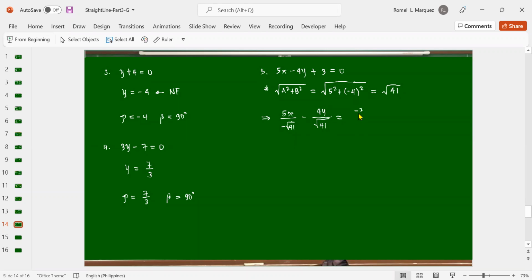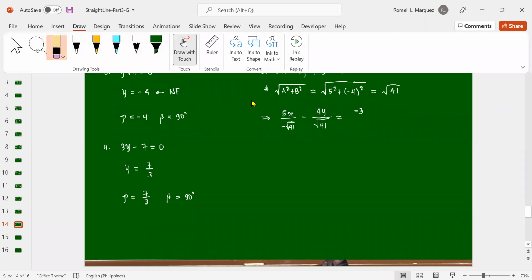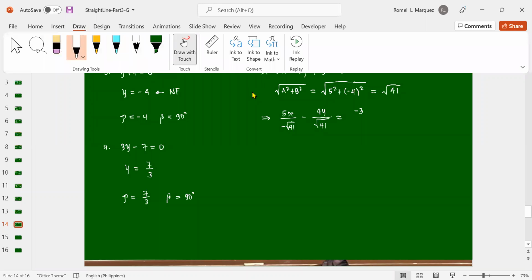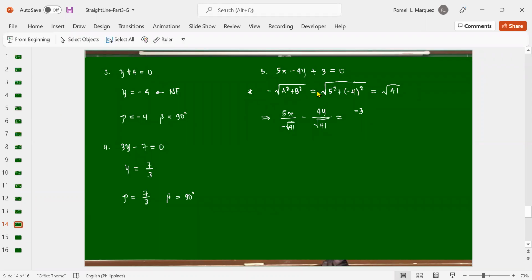The negative 3 over square root of 41. Now, the sign that we're going to choose, by the way, is the same as B. So, what's the sign of B? Negative. So, we're going to choose negative as the sign. Again, same as sign of B. If B is 0, same as A.